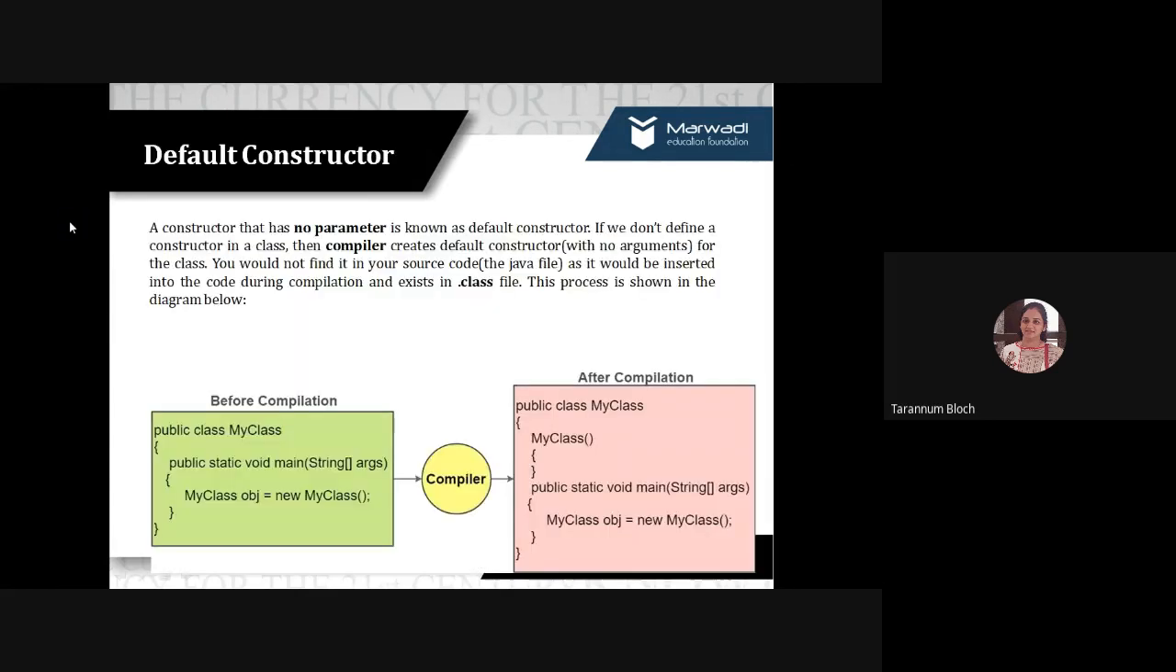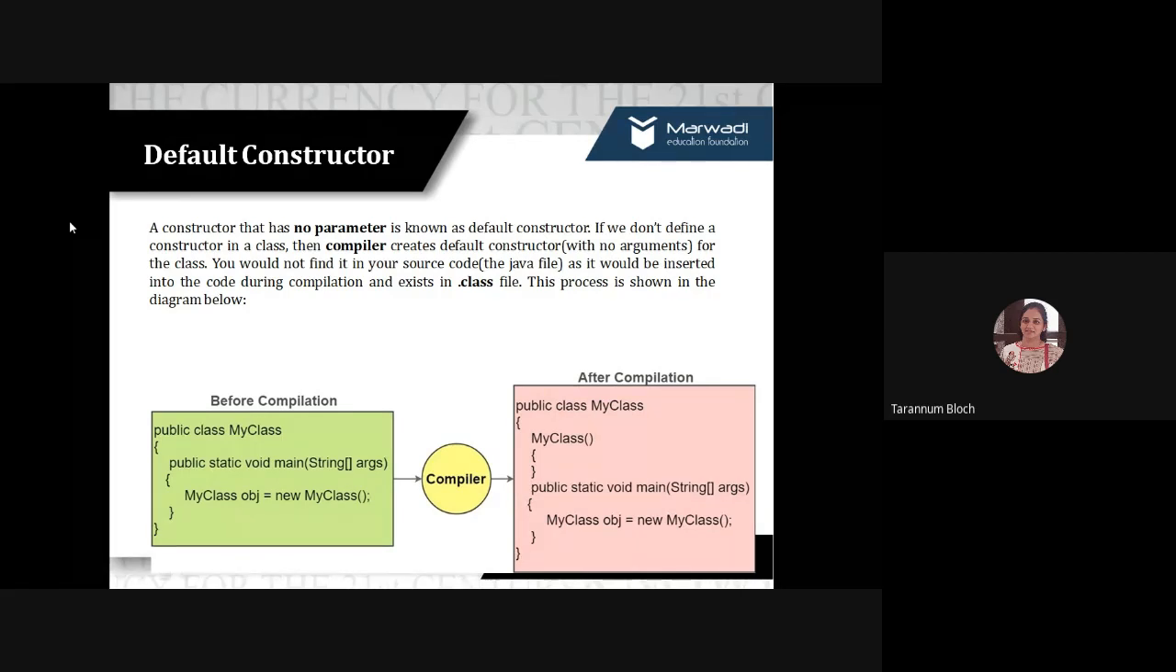Fine. So now if we talk about the first constructor, the default constructor, as I said, it is also known as the no-argument constructor, or no-parameter constructor. You see the diagram. What your compiler does is, whenever you are creating an object, I'm talking about the green color block, third line. I have a public class MyClass, and inside a main method, I'm creating an object: MyClass object is equal to new MyClass.